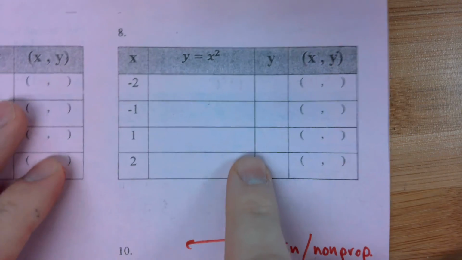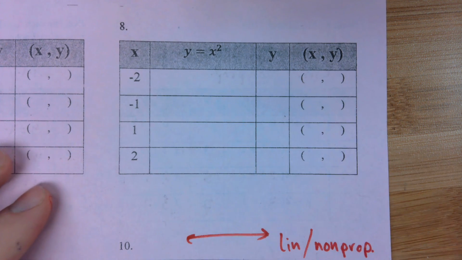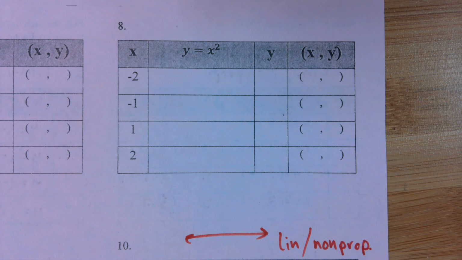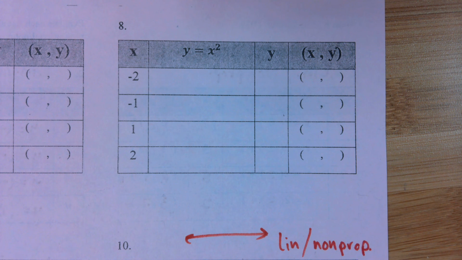So even on number 8, right? This is one that we had in the notes. So you could have just copied your notes down for this one. Even though we have a point at (0, 0), it is still non-proportional because it's not linear. It's not a straight line.